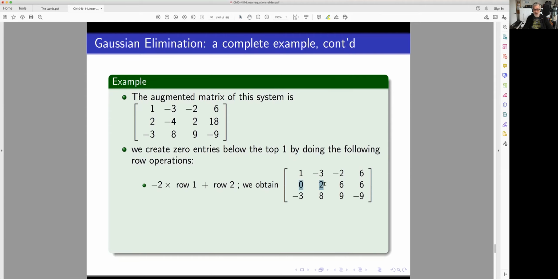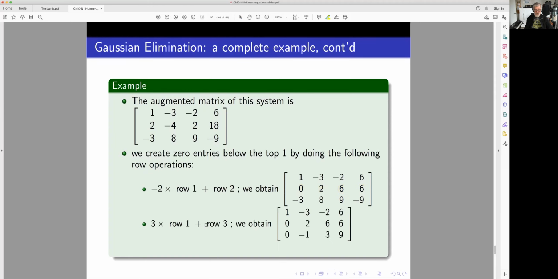This is the only row that has been changed, right? It's this one. So this is -2 times the first row plus the second row. This is the resulting row 2. The first and the third did not change. So that's done. I want to do exactly the same now for the last row. I've got a -3 here. So I want to do 3 times the first row plus this one. That'll give me what I want.